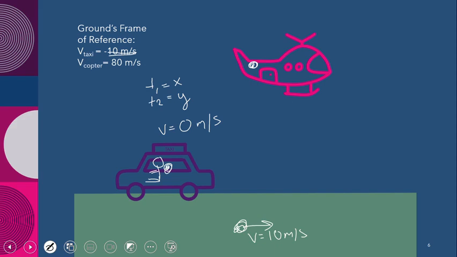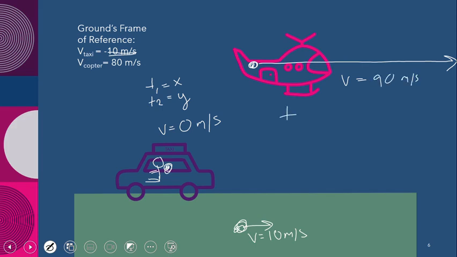But from the taxi's perspective, the taxi is at rest. If the copter were going at 80 meters per second, then the separation distance would be different across different reference frames. From the taxi, it would actually look like the copter is going faster. But what is its velocity? We would add the taxi's speed in the ground's reference frame to the copter's velocity to get 90 meters per second. And if you're confused as to why or whether this really works, then let's use an example.